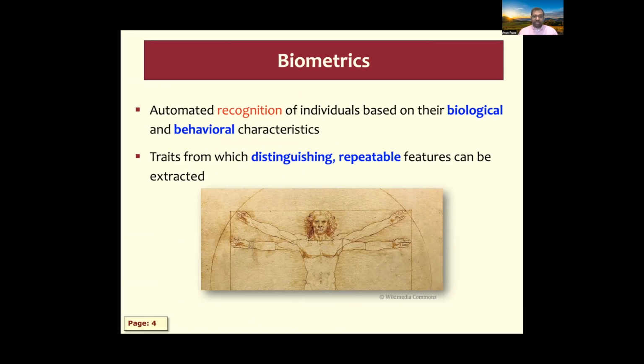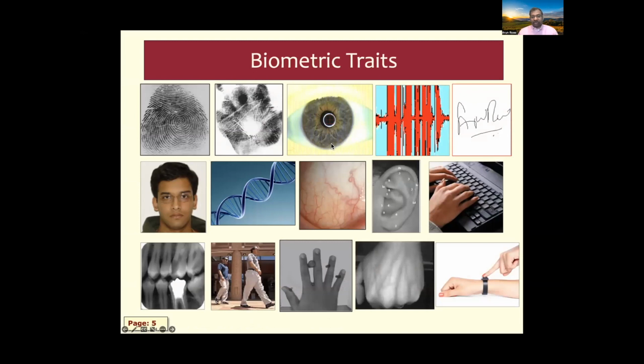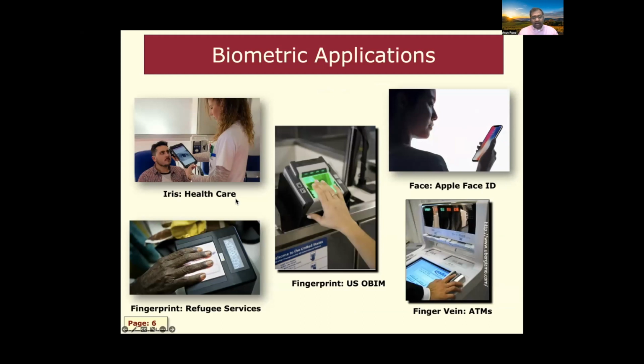So we're talking about biometric traits, which means you need to be able to extract distinguishing and repeatable features. Many different biometric traits, and I'm sure we will encounter many of these traits in today's workshop. You have fingerprint, palm print, iris, voice, signature, face, DNA, conjunctival vasculature, ear, keystroke dynamics, dental biometrics, gait, hand geometry, vasculature biometrics, and other biometric traits based on some psychophysiological properties as well. Many different biometric applications ranging from healthcare in order to keep track of patients, to border security, to access control on personal devices. And so you can see that biometrics has a broad spectrum of applications, which include refugee services and access to ATMs and so on and so forth.